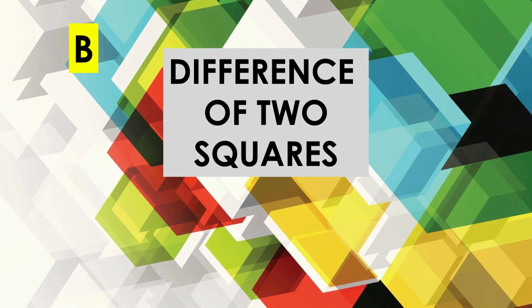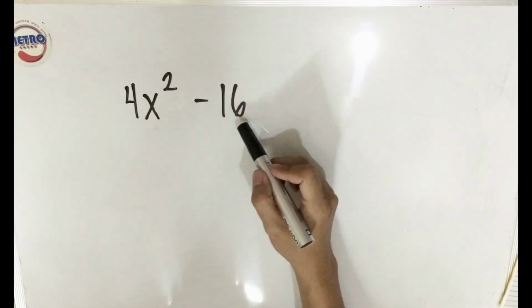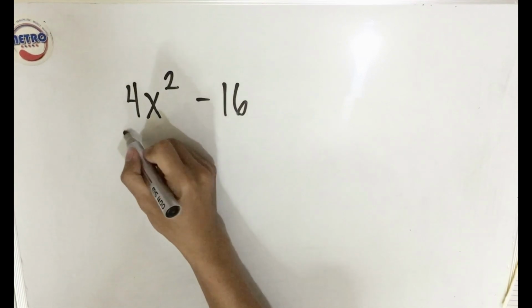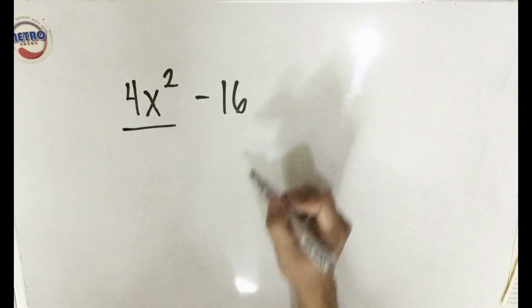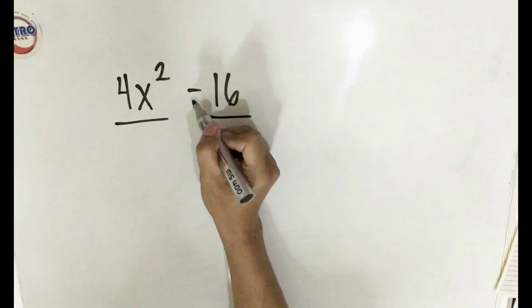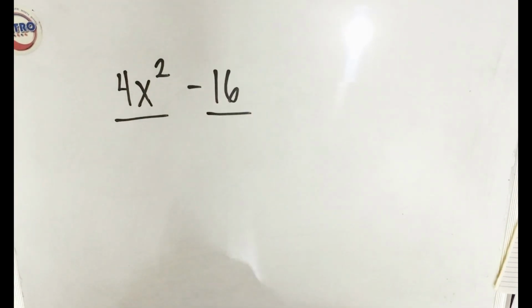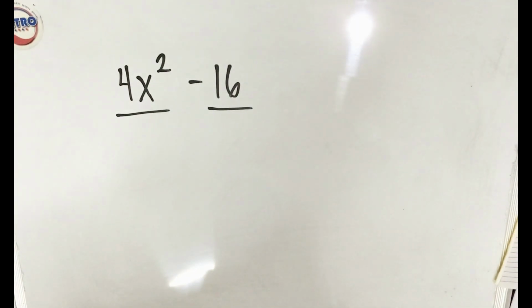Now, let's have factoring using the difference of two squares. Go. 4x squared minus 16. For our first term, we know that this one is a perfect square. 16 is also a perfect square. And then since the middle sign is negative, this is example of difference of two squares.